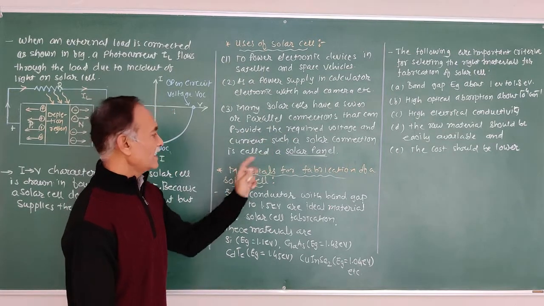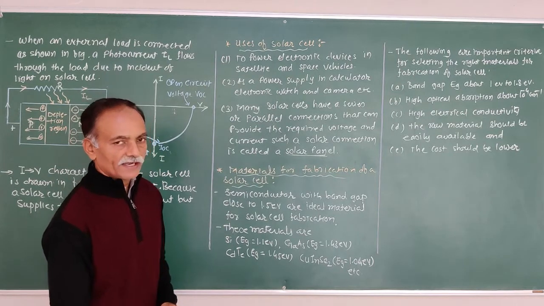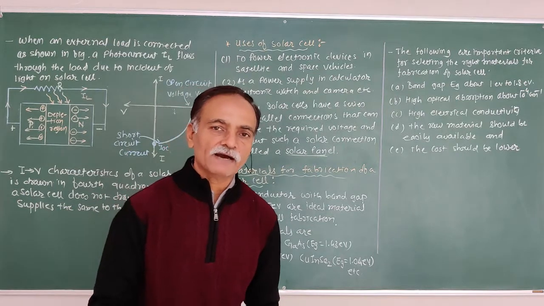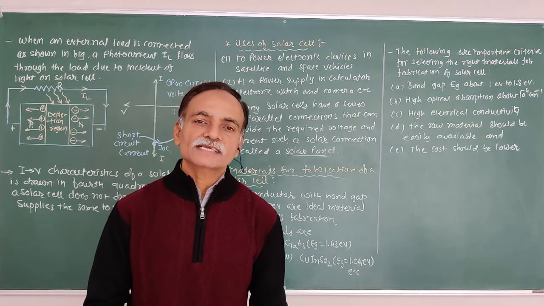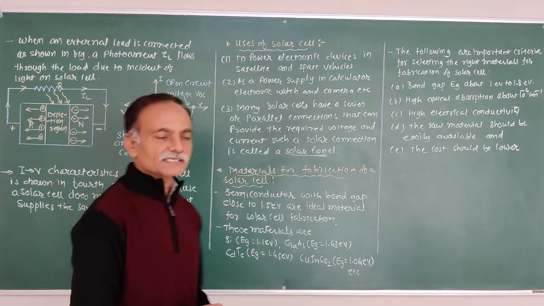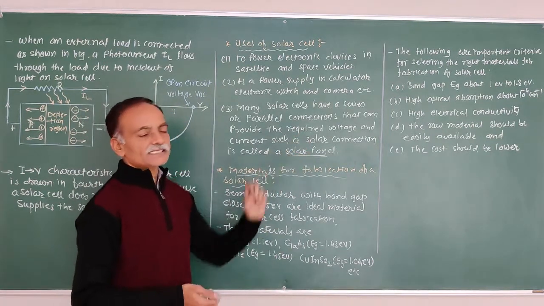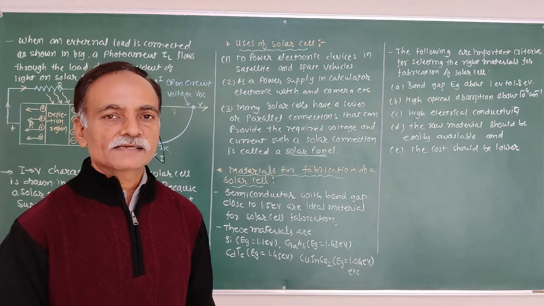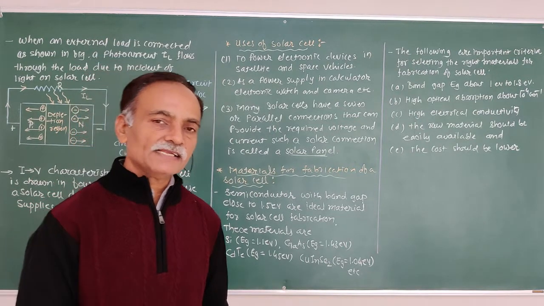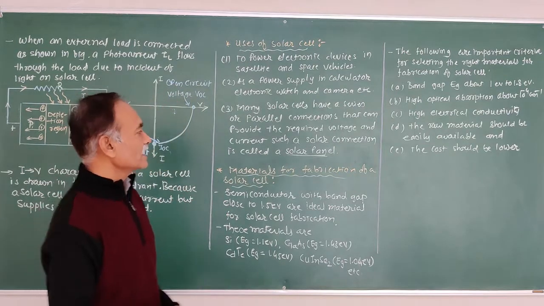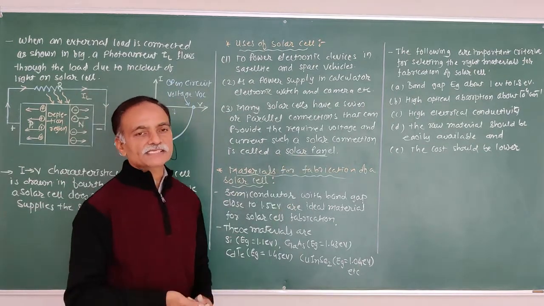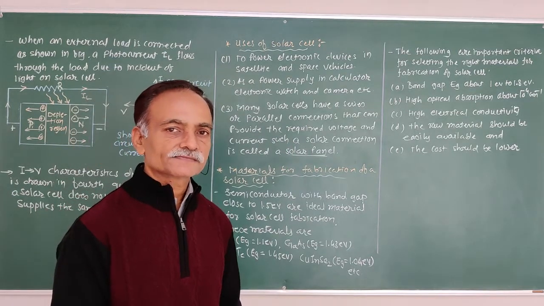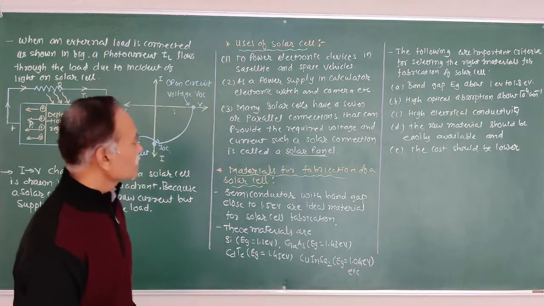Such a connection is known as the solar panel, and this type of solar panel at present we are using in our house to produce the necessary electricity. Also in the past and at present, this type of solar panel is used in satellites. So as a result, the required voltage and current we can obtain from this series with parallel connection of solar cells. So these are the applications.